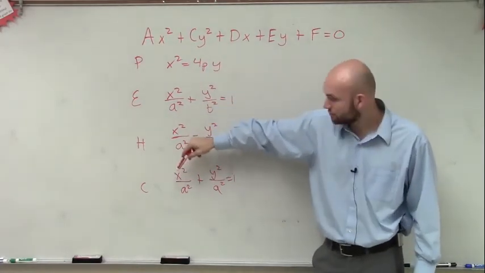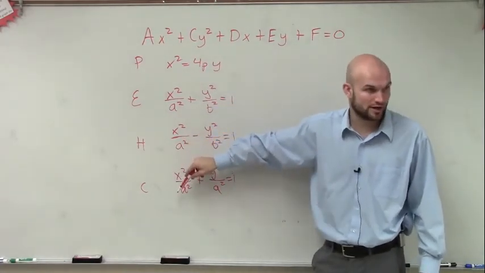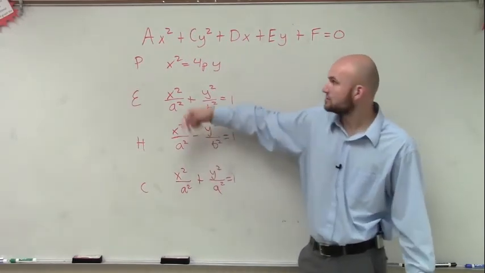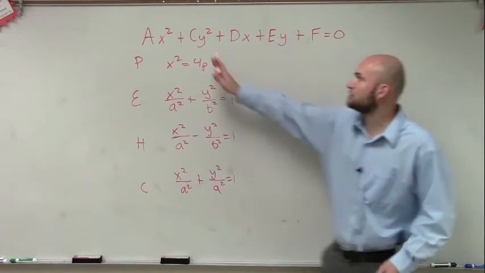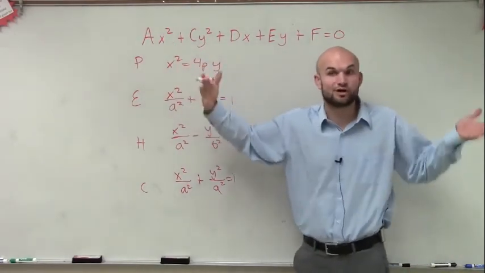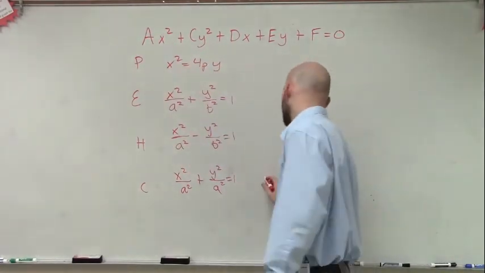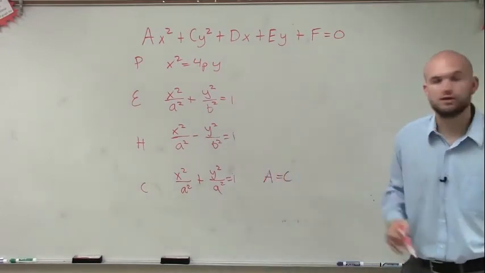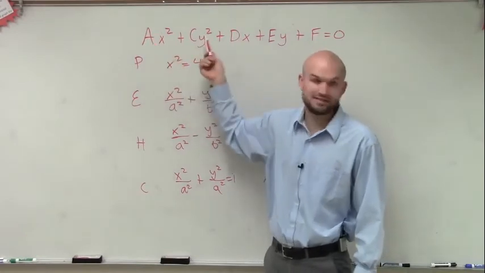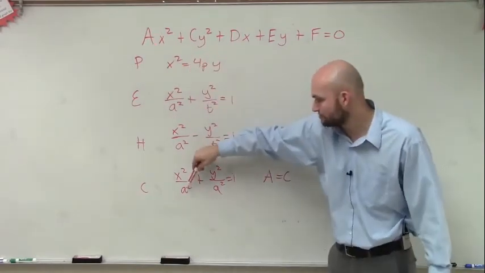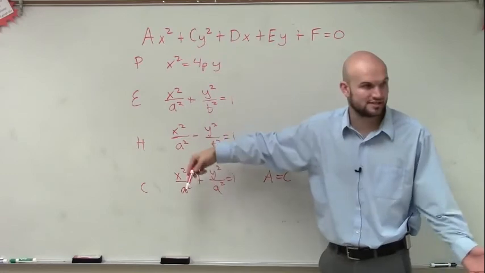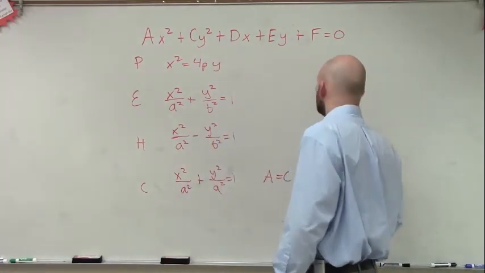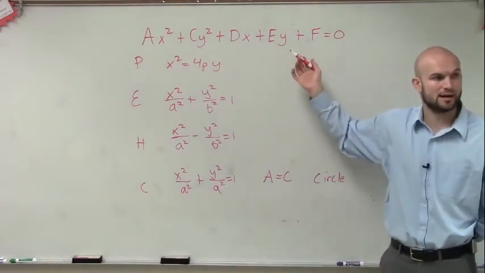What you guys notice is that really our coefficient of x squared is 1 over a squared, and here for y is also going to be 1 over a squared. So if the coefficients of my x squared and my y squared are exactly the same, meaning if a is equal to c, then you know you're going to have a circle. If you look at an equation and a is equal to c, then obviously your major axis and your minor axis are the same. So a equals c tells you that you have a circle when you have a conic section written in this format.